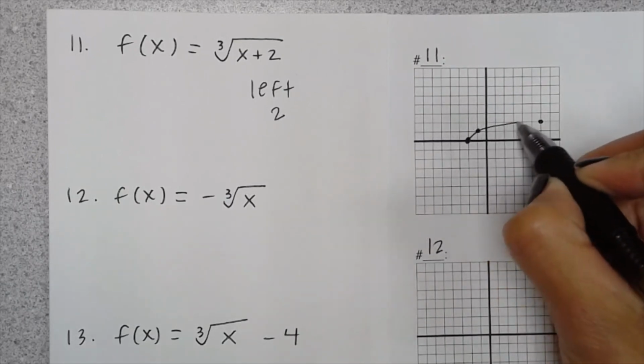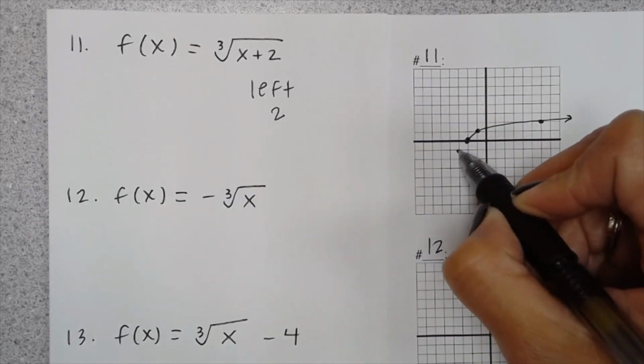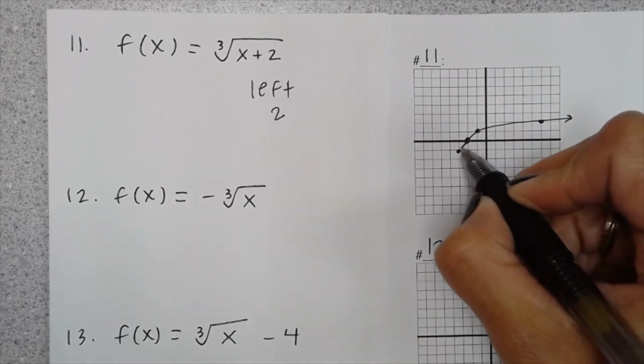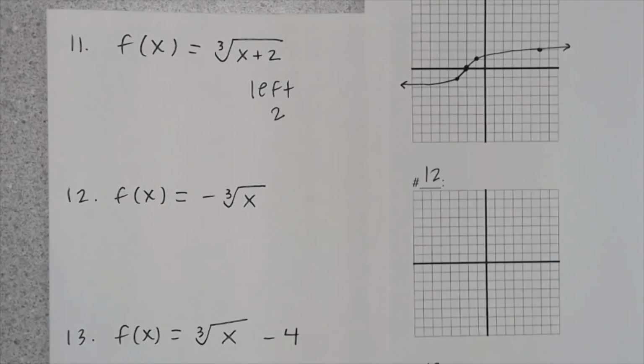And so to the right, the graph looks like this, and then in the other direction, you're going to go left 1, down 1. Then you go left 8, down 2, but it's off the graph. So we're just going to head in that direction. So there's your graph for number 11.